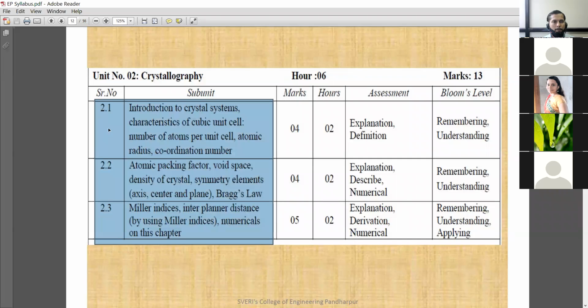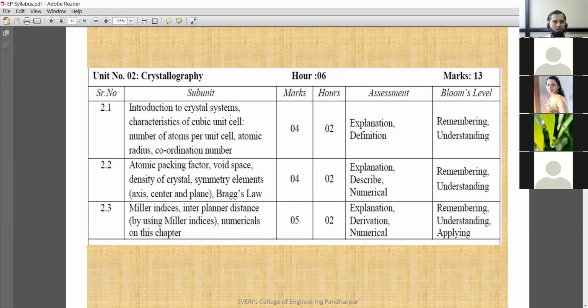2.1. You can write, I will dictate and you can continue. No problem. 2.1, introduction to crystal systems, comma. Next point, characteristics of cubic unit cell.